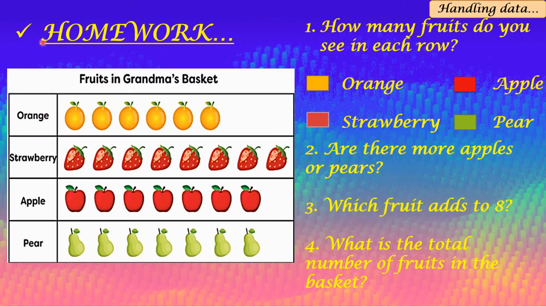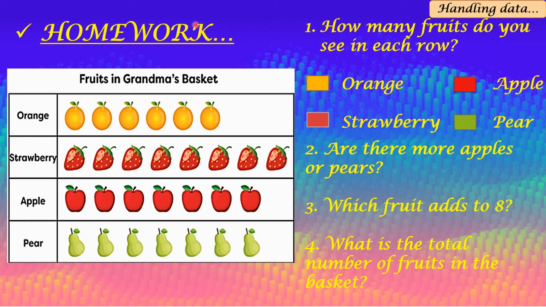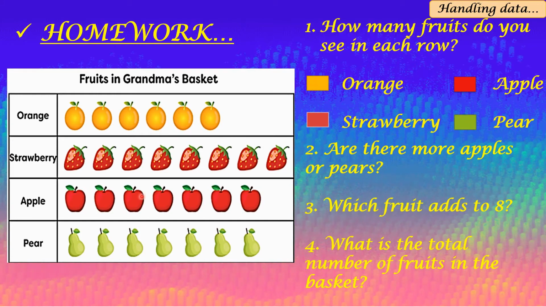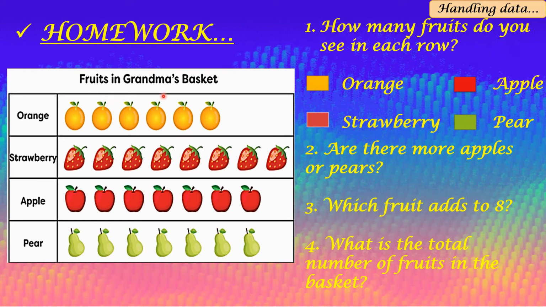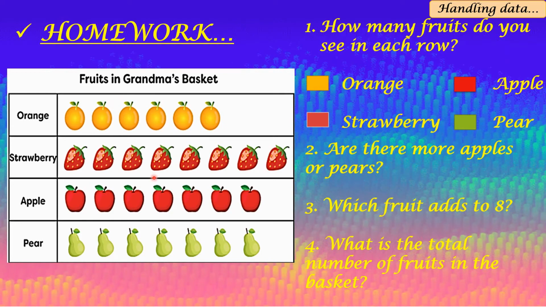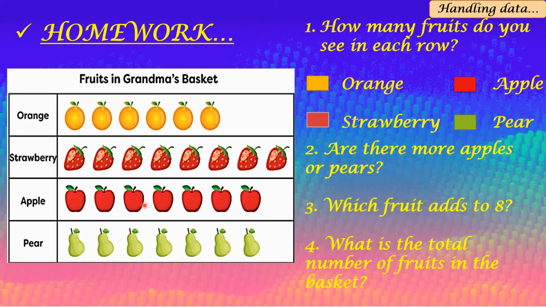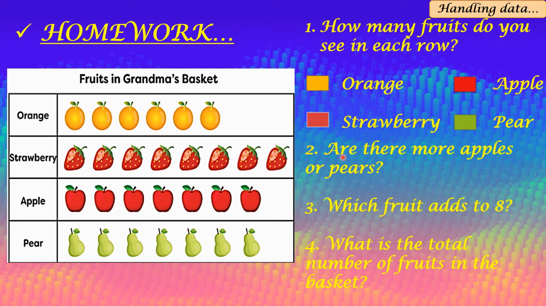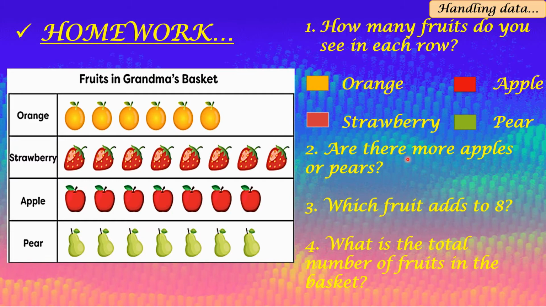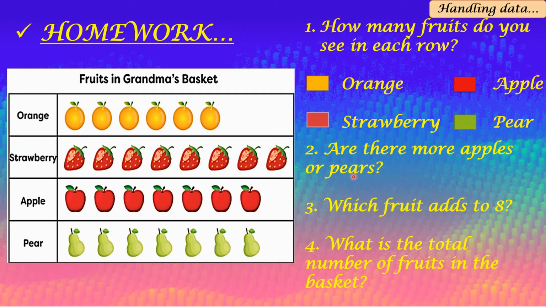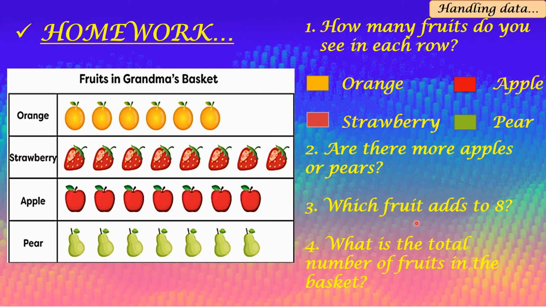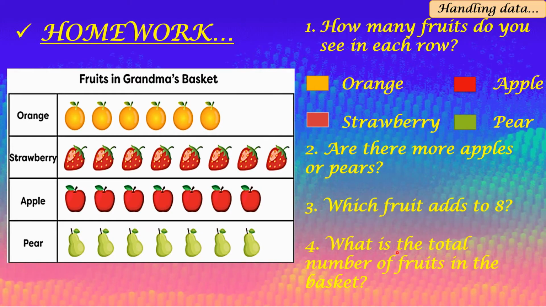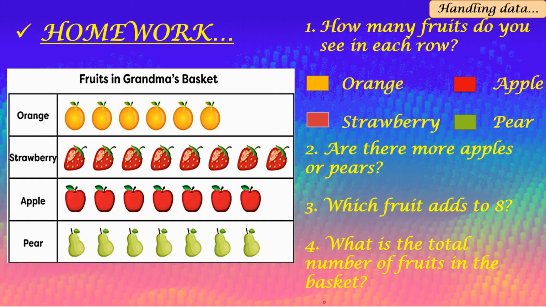Here, first homework for your student. How many fruits do you see in each row? Student, with the help of fruits in a grandma's basket, you have to see how many fruits are there in each row. Oranges, strawberries, apples and pears. The second question. Are there more apples or pears? Third question, which fruit adds to 8? And the fourth one, what is the total number of fruits in the basket?